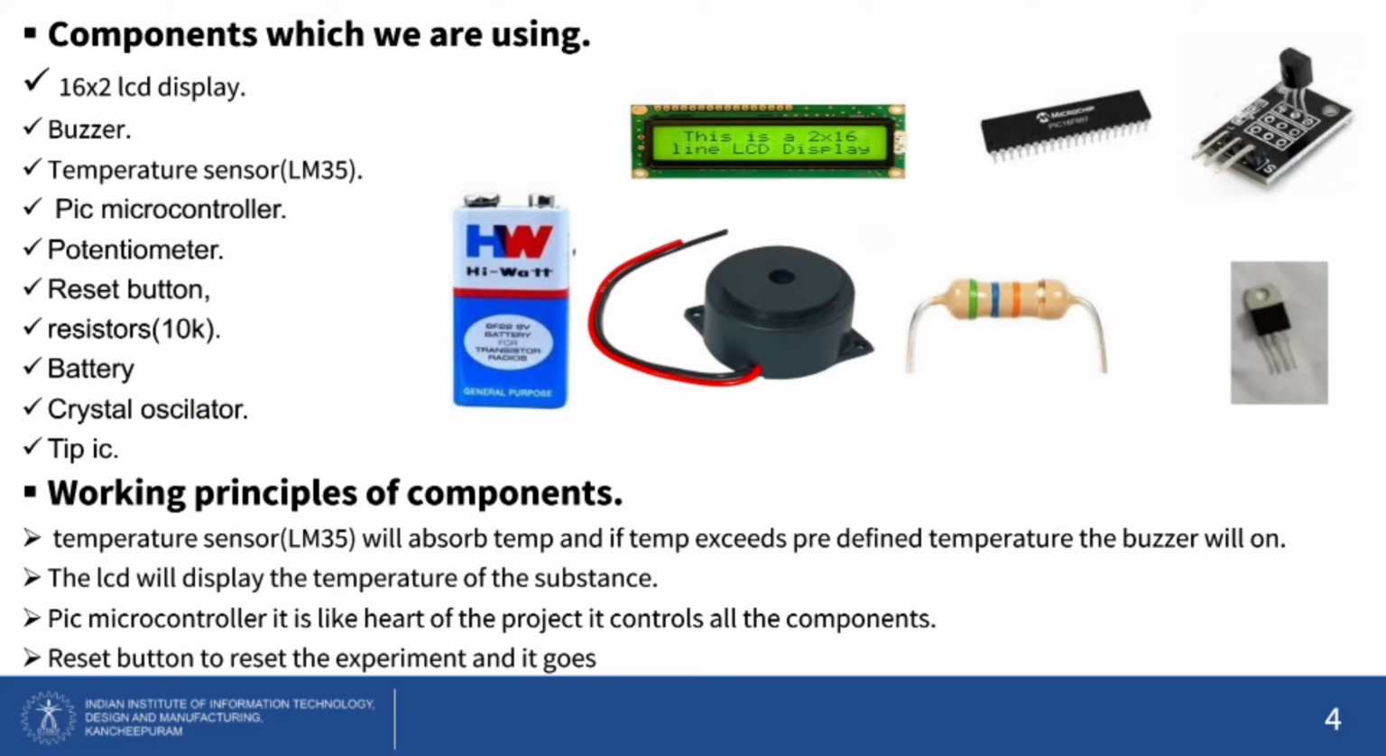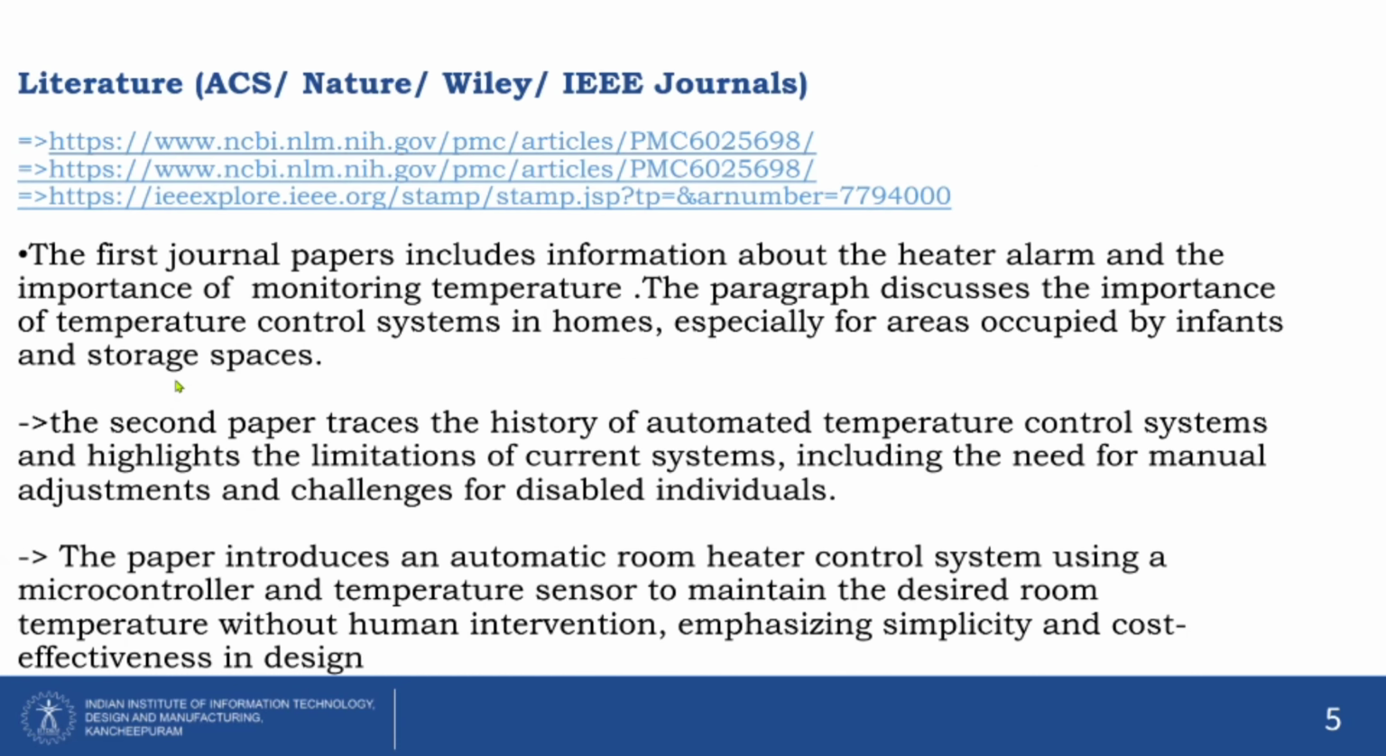Regulator IC. It is used to regulate the power because our battery is 9 volts, while our PIC microcontroller works at 5 volts. If we directly connect the battery to the PIC microcontroller, it may short circuit or get damaged. To prevent this damage, we use the IC to regulate the power supply.